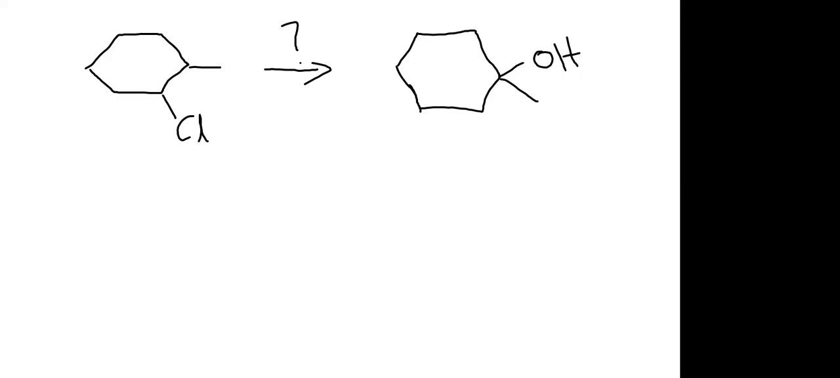So if we want to do an addition, because that's going to be how we can put the OH where we want it, we first need to get to something with a pi bond. So here's our roadmap. Once we get a pi bond, we can do a hydration, right? And either hydration would work at this point because both cases were putting the OH on a tertiary, right?